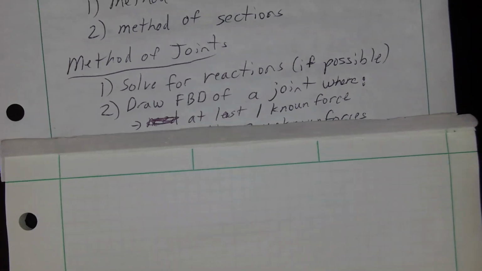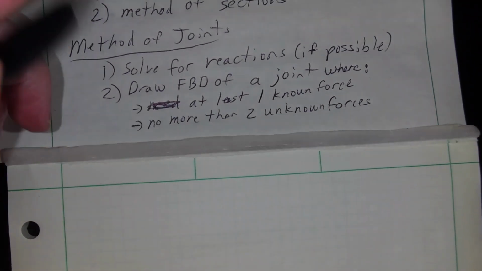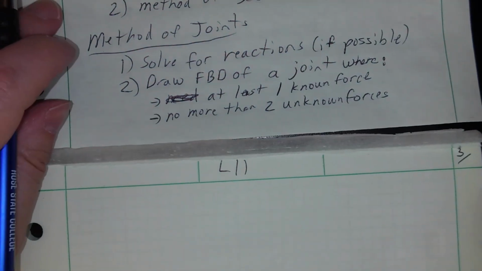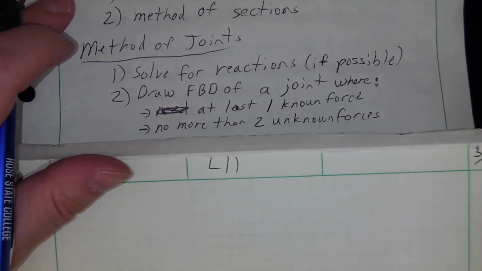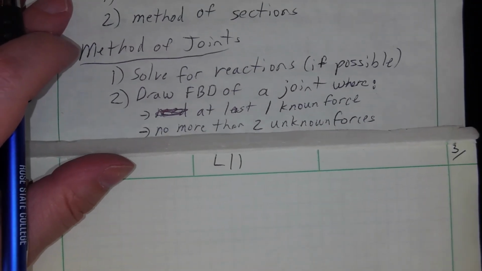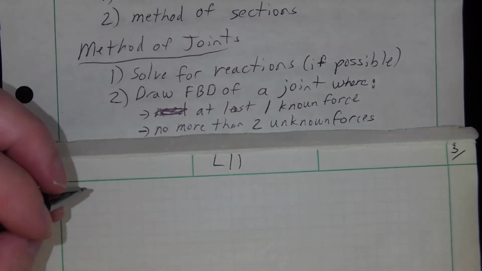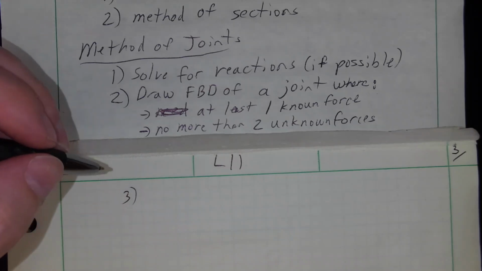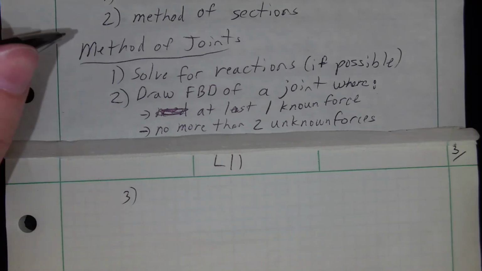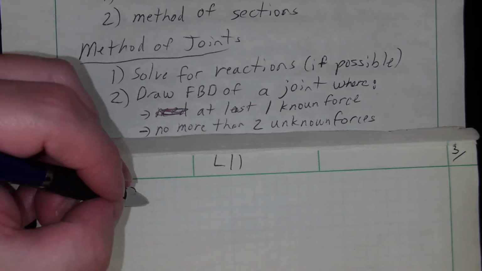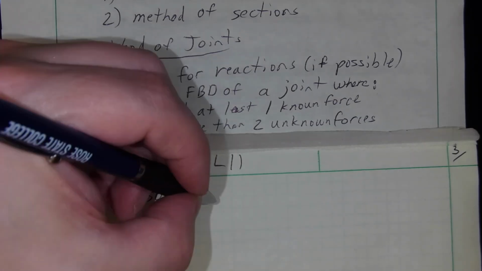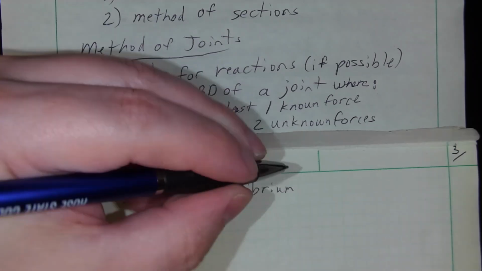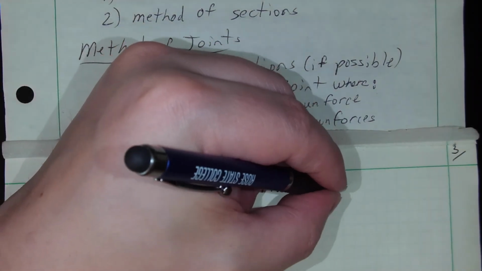Method of joints continued. Lecture 11, page 3 of something. So one known force at a joint, no more than two unknown forces at a joint. Once you've done that, because I've got a free body diagram with two unknowns, that's solvable with just forces in the x and the y direction. So we're going to solve the equilibrium equations for the two unknowns.